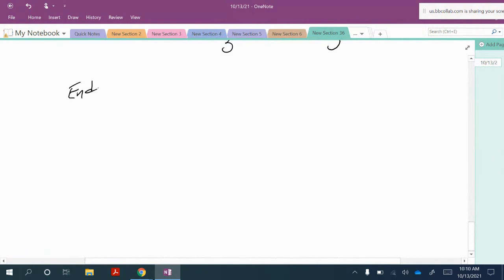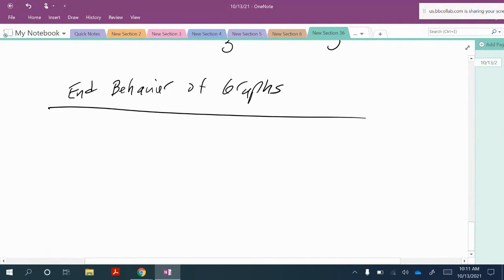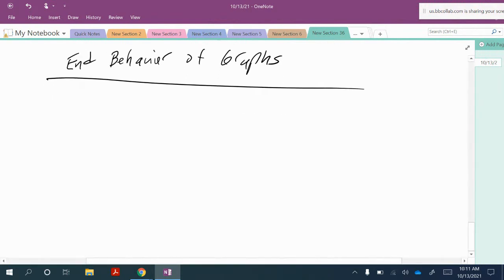So we have end behavior of graphs. The end behavior of graphs is, believe it or not, a twofold deal. You're either going to have graphs that look one way or another way. The first thing to keep in mind is that we're concentrating on the dominating term.